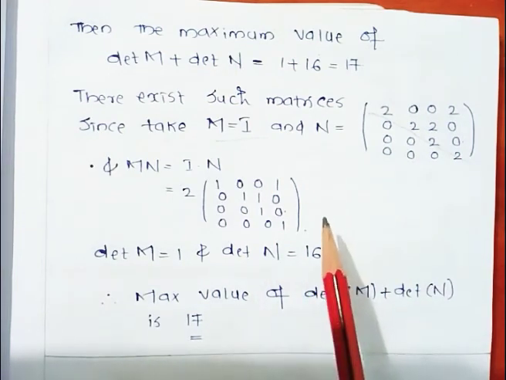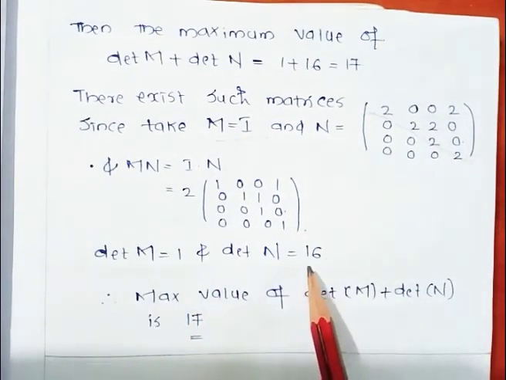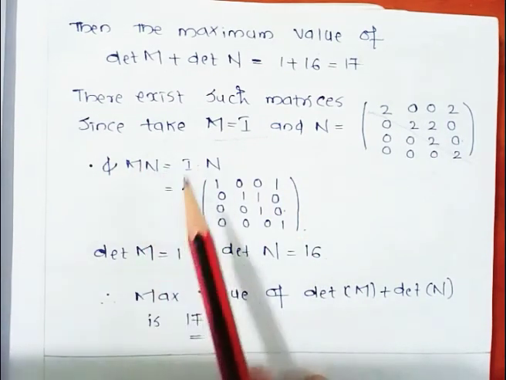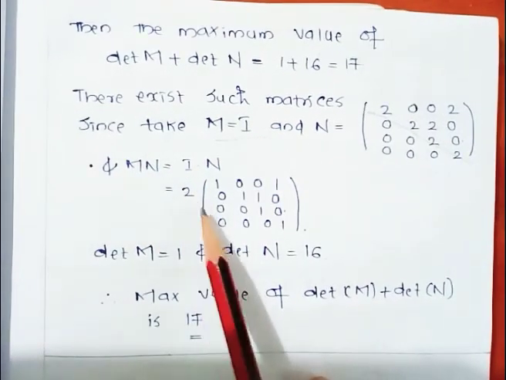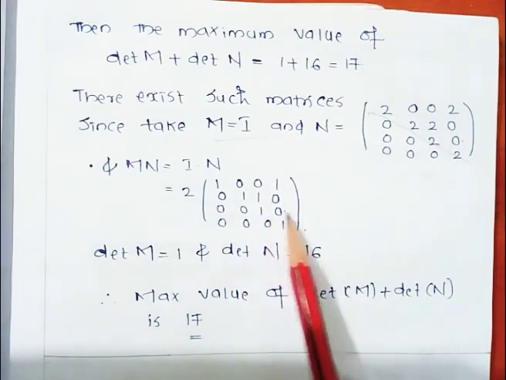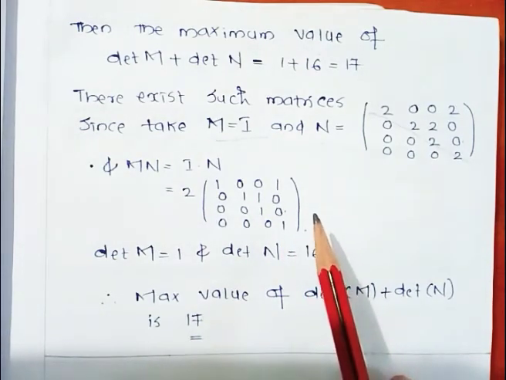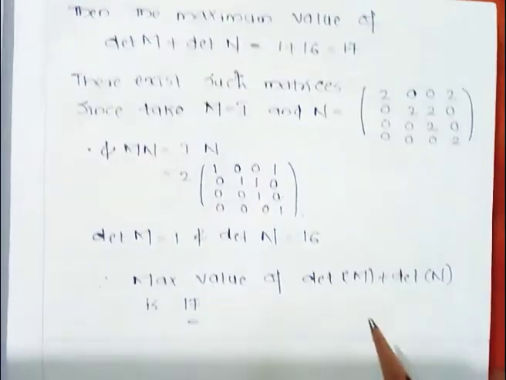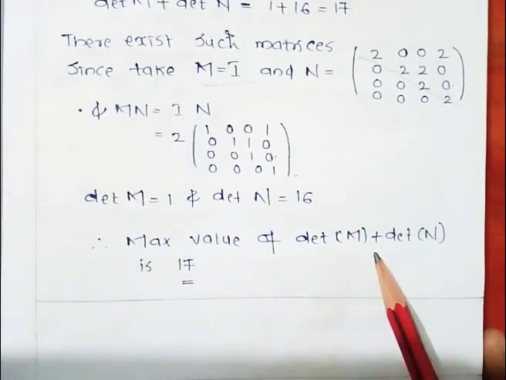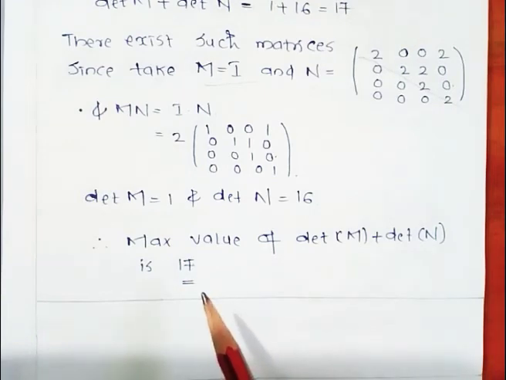So there exist such matrices M and N such that determinant M is equal to 1 and determinant N is equal to 60, and determinant MN is equal to 2 times 1 0 0 1 0 1 1 0 0 0 1 0 0 0 0 1. Okay, so all the given conditions are satisfied in the question. Therefore the maximum value of determinant M plus determinant N is 70. So our answer is 17.